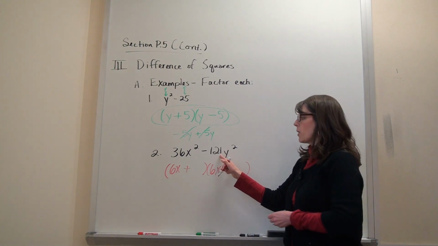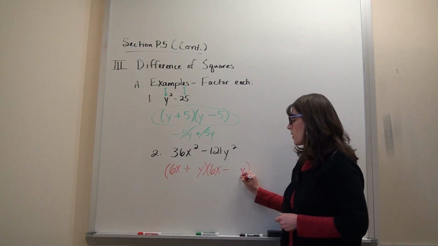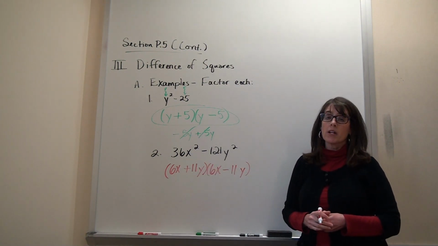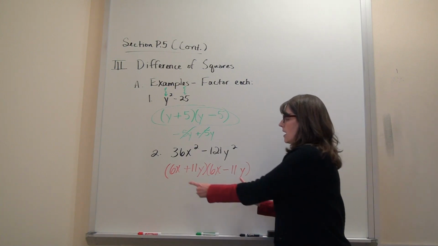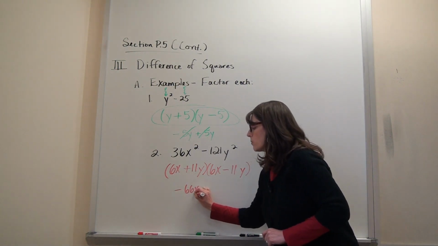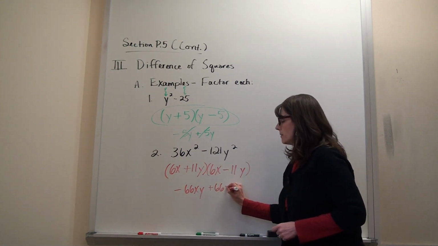Split up the 121y squared in the back. Y squared splits up as a y and a y. 121 splits up as an 11 and 11. Now remember, all I need to check is those outsides and insides. Out here, 6x times negative 11y is a negative 66xy. And inside, 11y times 6x is a 66xy.